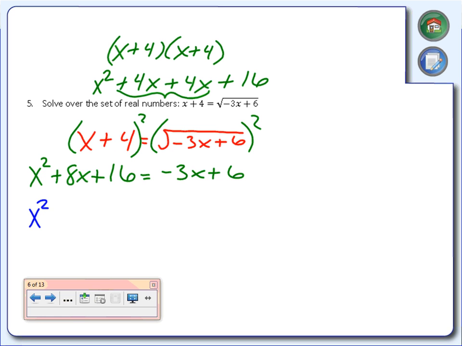I'm going to take these 3 x's and I'm going to move them to the other side. Matter of fact, what I'm going to do is add them to the 8x. So that 8x plus the 3 x's would give me 11x. If I take this 6 over here and subtract it, 16 minus the 6 would leave me with a 10. Alright, so now I've got this thing equal to 0. Now I'm ready to graph it and find the 2 solutions. So go ahead and graph that for me, and let's find the 2 solutions.